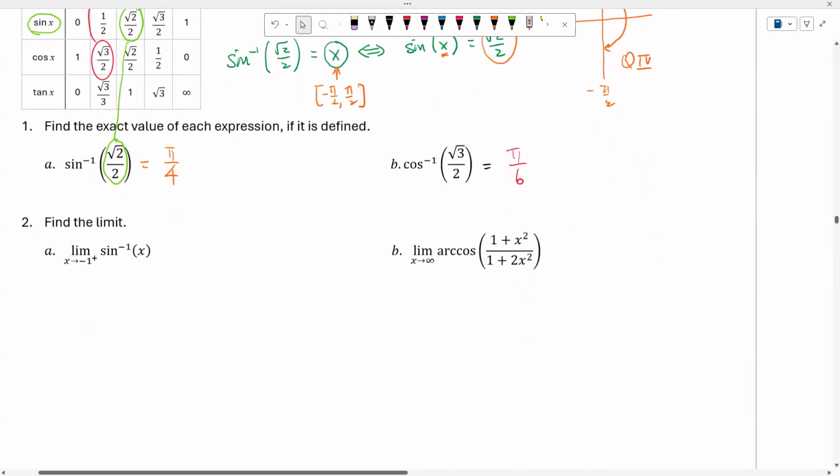And now let us look at the next example. To this one, what I would like to consider if I want to take the limit, let us look at the graph of the sine inverse of x.